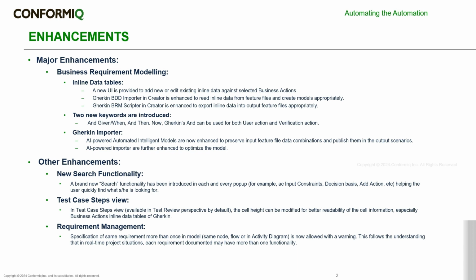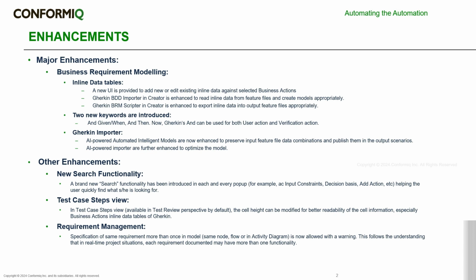Coming to the other major enhancement within the business requirement modeling is the introduction of two new keywords: "and given or when", and the other one is "and then". These two new keywords provide functionality similar to the Gherkin "and", but they can be used for both user action as well as verification action. That is, you can find the "and given or when" and the "and then" keywords functioning as a continuation of the input actions and the output actions respectively, which can simplify the user modeling process within the Creator.